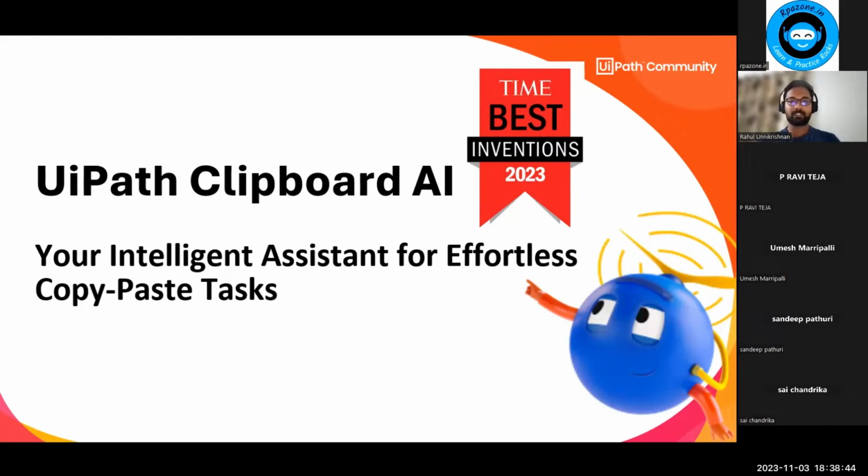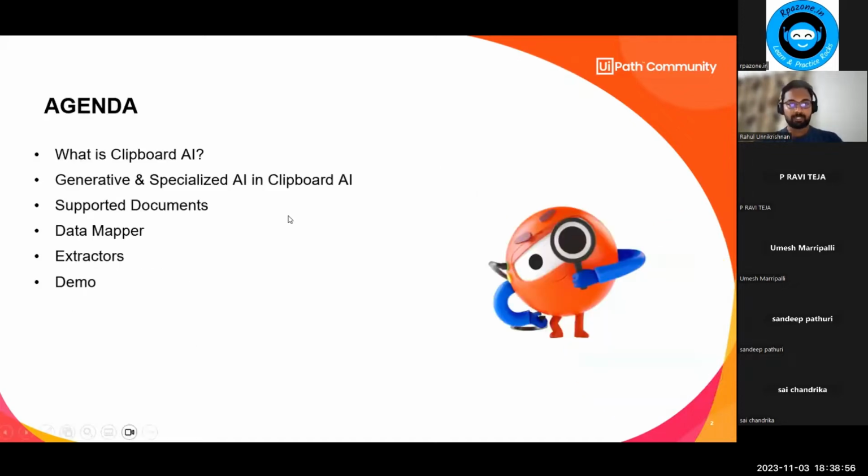So let us understand this tool in depth, including the installation, configuration, how we can use this tool, and how beneficial it is. All these things we can cover in this session. The agenda is: first we see what Clipboard AI is, and understand generative and specialized AI in Clipboard AI, and what the supported documents are that we can use for this copy paste. Then what the data mapper in Clipboard AI is, and what extractors are. We are going to cover a few demos as well as part of this session, right?